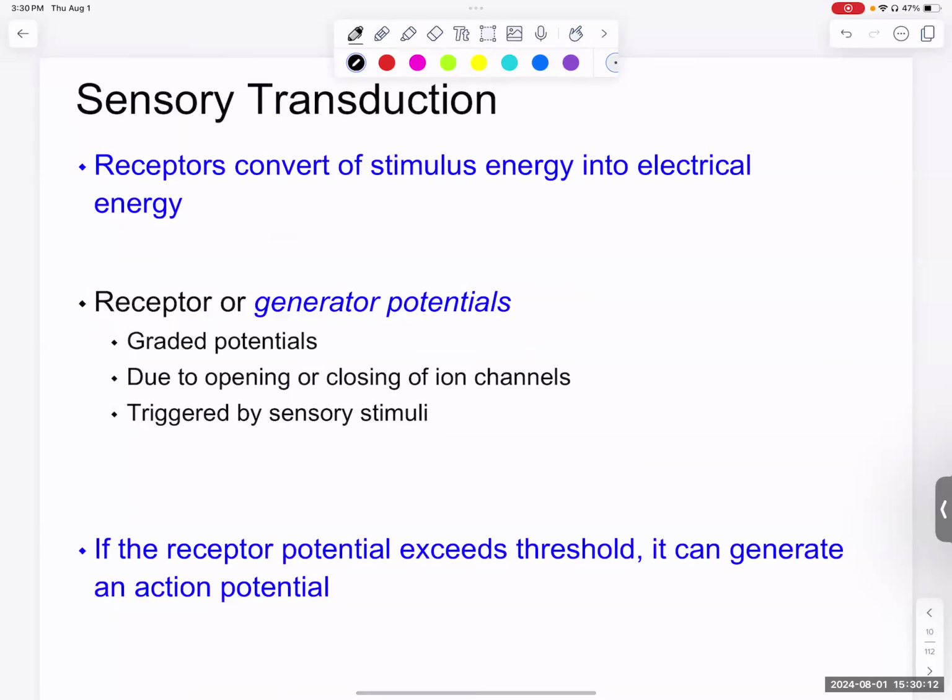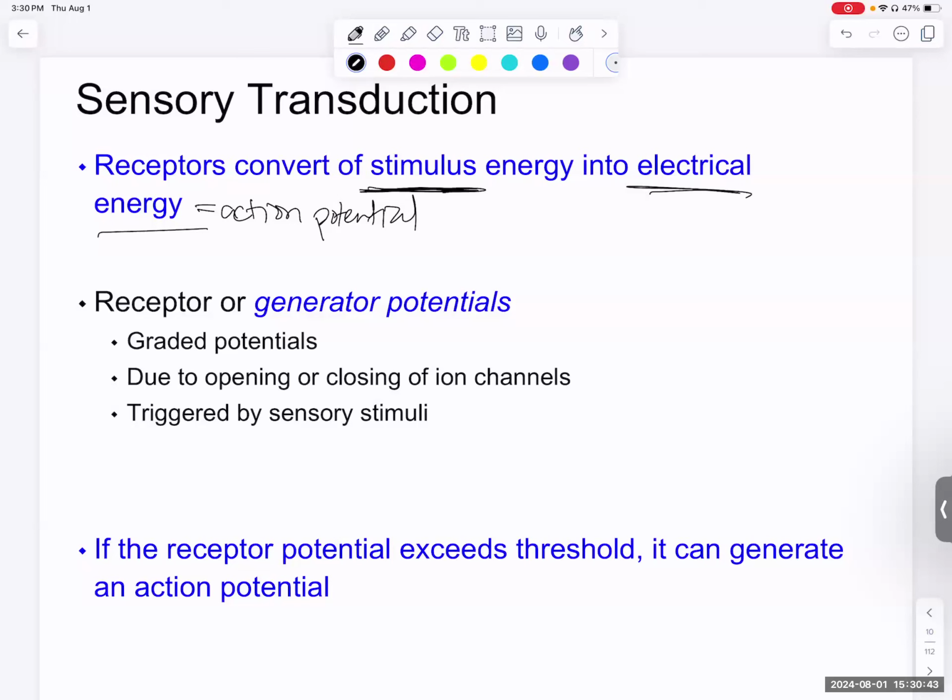And when these energy modalities excite the receptor, it's called sensory transduction. So when a receptor converts a specific form of energy, the stimulus, into an electric energy, i.e. an action potential, it's transducing the stimulus energy into an action potential voltage energy in your neuron.